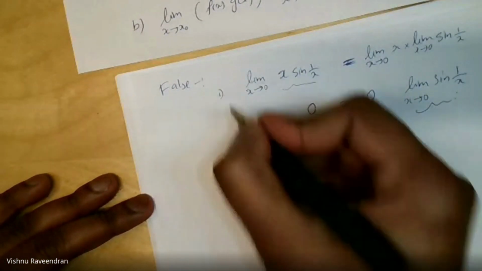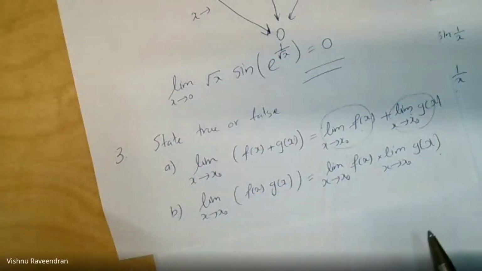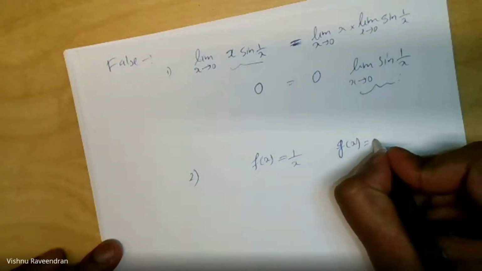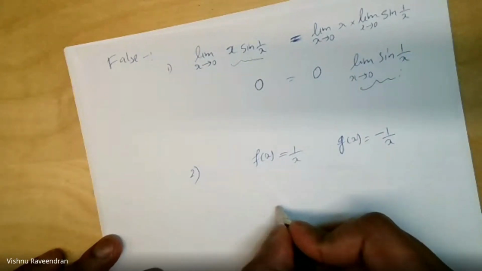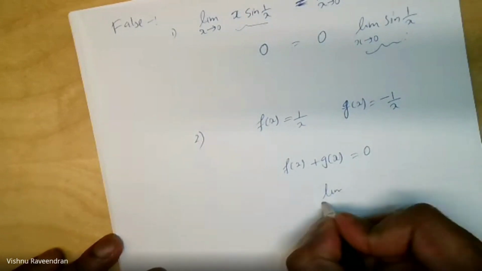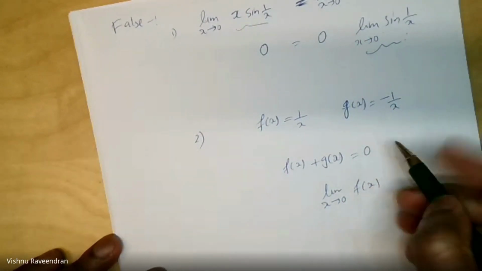And can anybody give the example for the first one, f of x plus g of x? For this, we can take limit x goes to 0 and f of x equals 1 by x and g of x equals minus 1 by x. Yes, exactly. So f of x plus g of x, you will get the constant function 0, but limits of f of x and g of x as x tends to 0 do not exist.